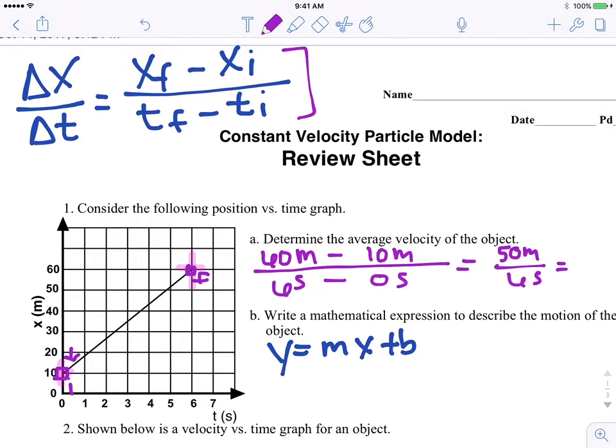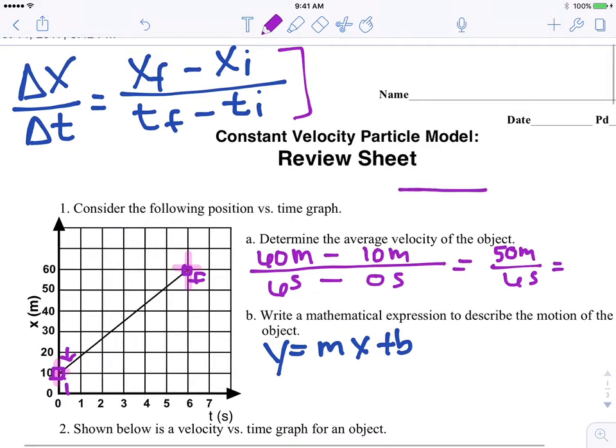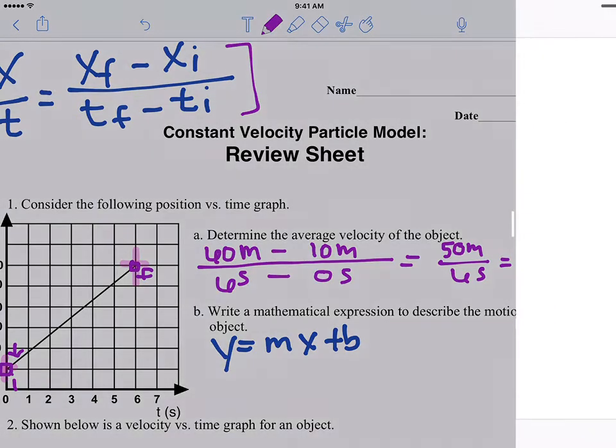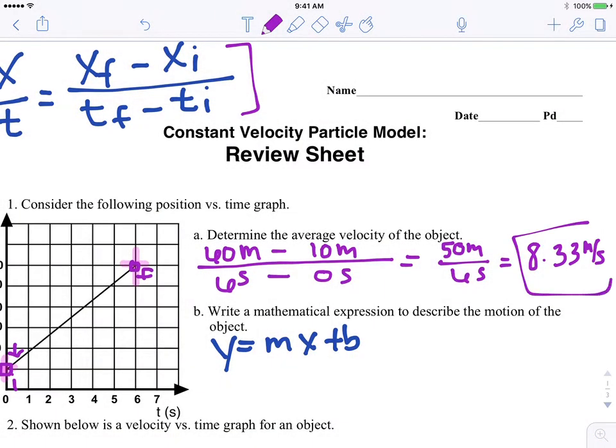And I end up with about 8.333, and those 3's just continue. So I would recommend always rounding to the hundredths place, unless I mention on the question or the test to round to the tenths place. So if you round it to the hundredths place, it's 8.33, and don't forget the units, meters per second. So that is our slope or our velocity, average velocity of that graph.